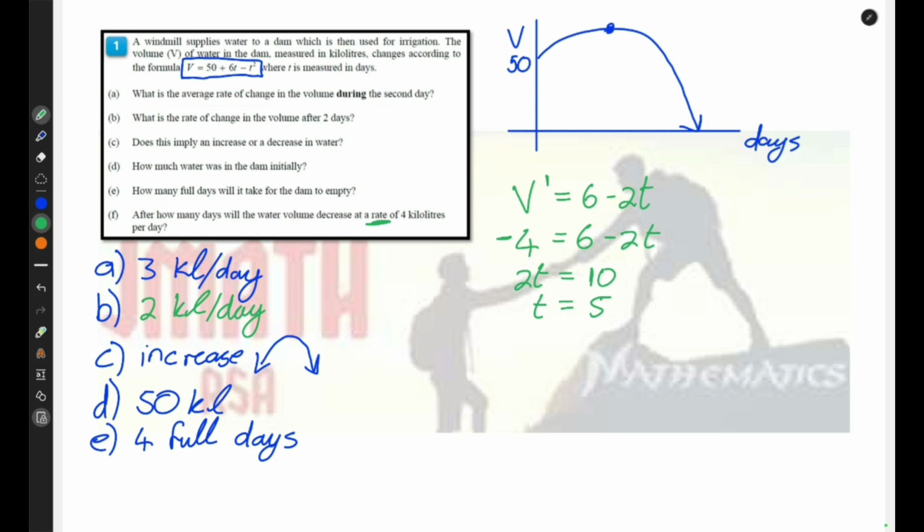Okay, guys, you can see it's not too difficult. As long as you know when to use the original, when to use the derivative, you can answer any of these questions.